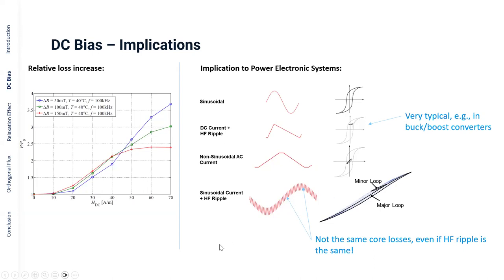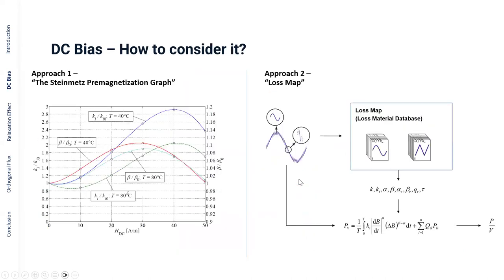Going back to the initial figure, we see here the implications to power electronic systems. These are the typical waveforms in power electronics, very typical for buck boost converters, as shown here. You have this DC magnetization, or also here, when you have a high frequency ripple over a low frequency current, you have these so-called major loop and minor loops in the BH curve, and they are all affected by a DC premagnetization. Each of these minor loops is affected by a DC premagnetization.